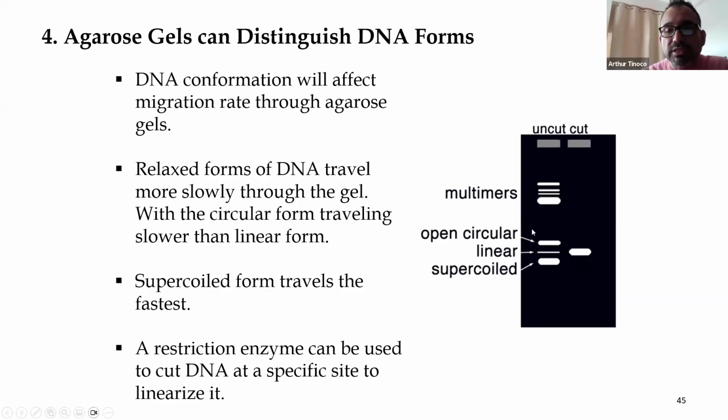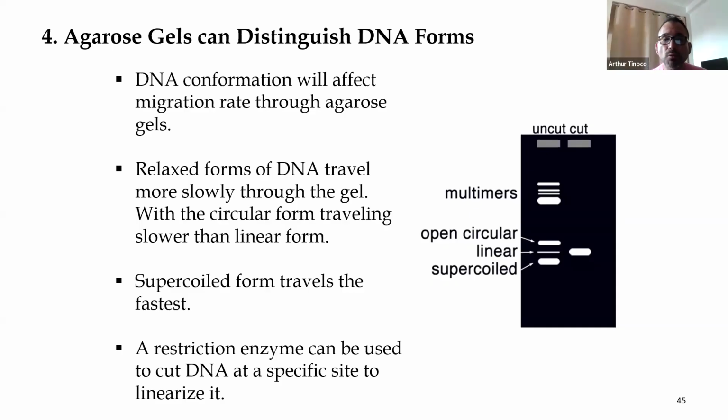But if we're focusing on just the monomer, here we can distinguish them in terms of the type of structure that they might adopt, where you have the open circular form that moves the slowest, the linear form that moves at an intermediate rate, and then the supercoiled form that moves the fastest. And so you get a depiction of what a real experiment might look like for a particular DNA.